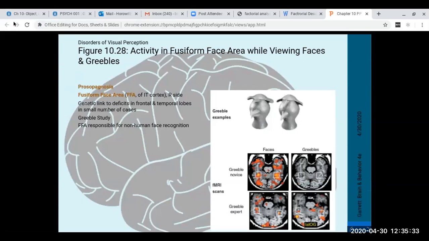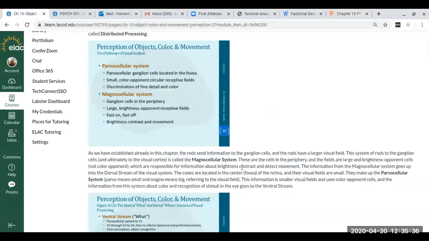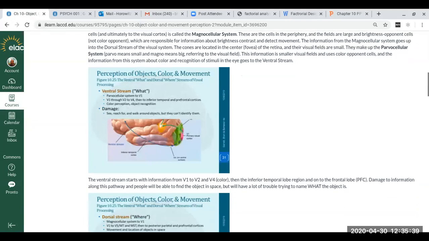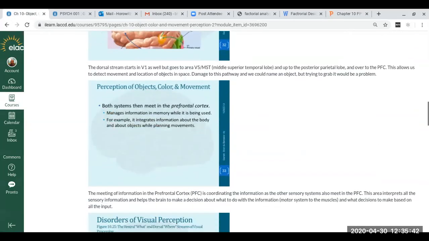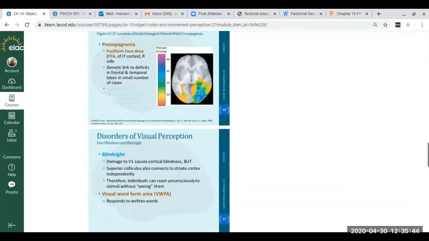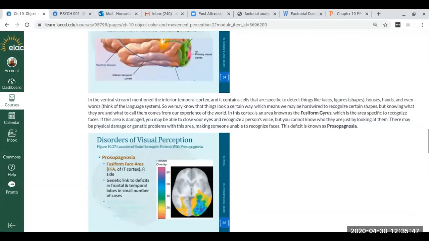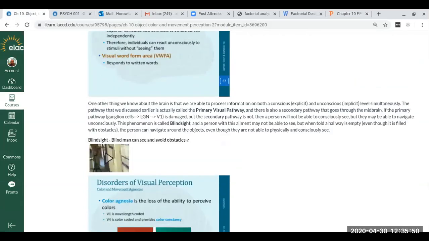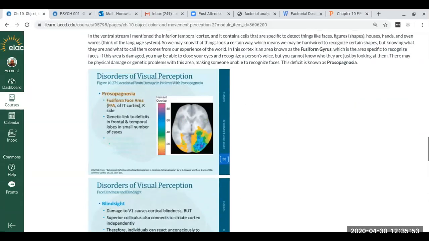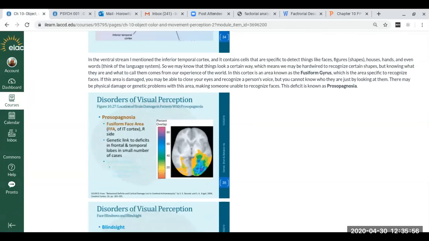Now, if you allow me to indulge, I want to see if I've written anything profound to my class. And looking at the Greeble study, I just want to be able to see if I wrote anything. So here in the ventral stream, the inferior temporal cortex contains cells that are specific to detect things like faces, figures, shapes. I don't think I went over the specific Greeble study. This won't be on the exam, so I just wanted to see if I had mentioned it in here, and apparently I did not. So let's move on.